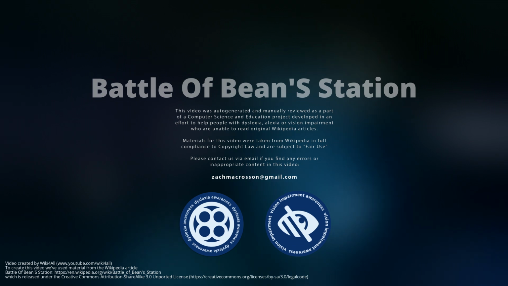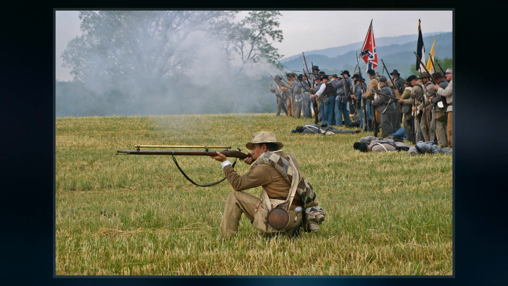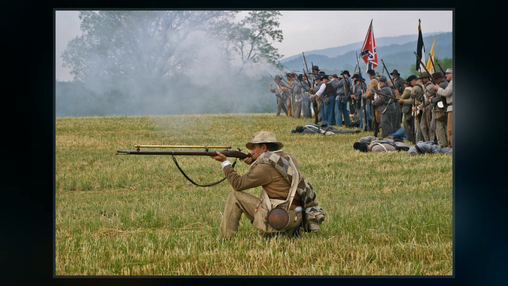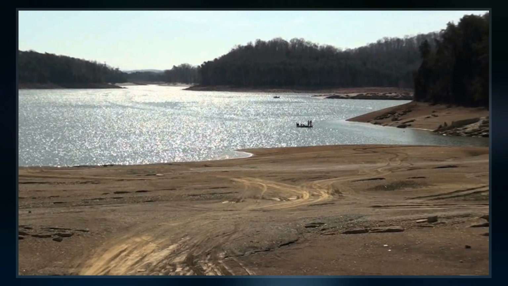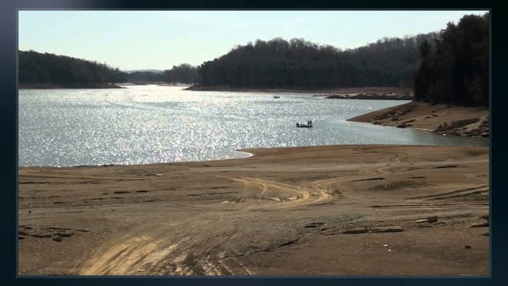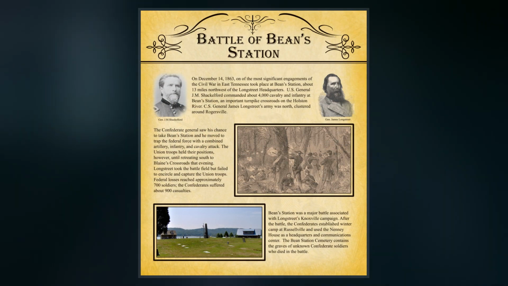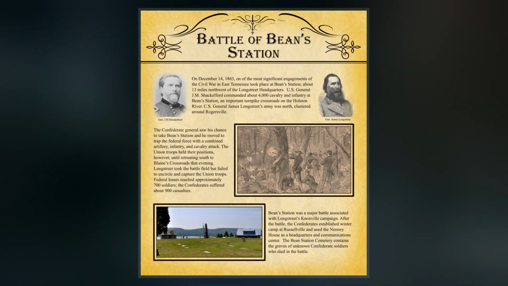The Battle of Beans Station was a battle of the Knoxville Campaign of the American Civil War, occurring on December 14, 1863, in Grainger County, Tennessee. General James Longstreet had been outside of Knoxville until December 4, when he abandoned their position and left heading northeast. He was trailed by General John G. Parke, who had just replaced General Burnside.